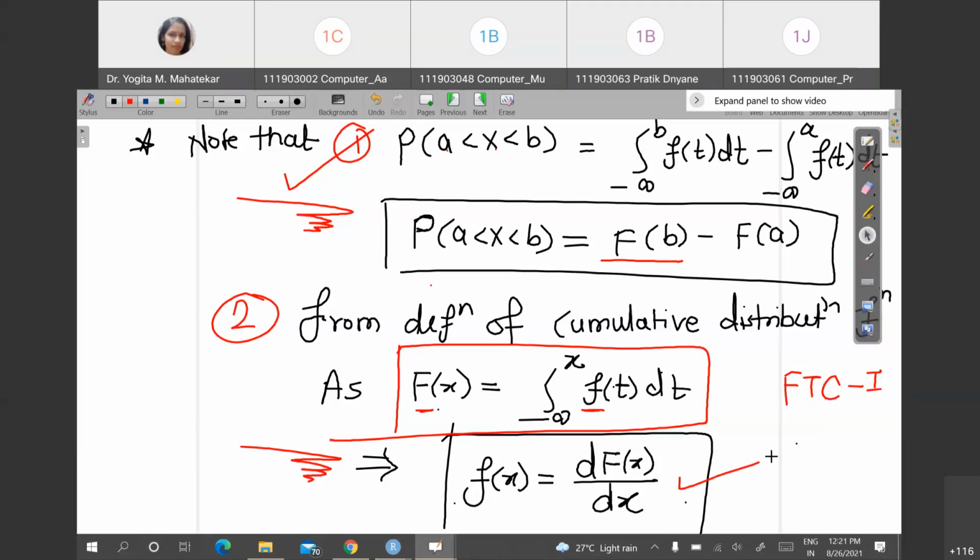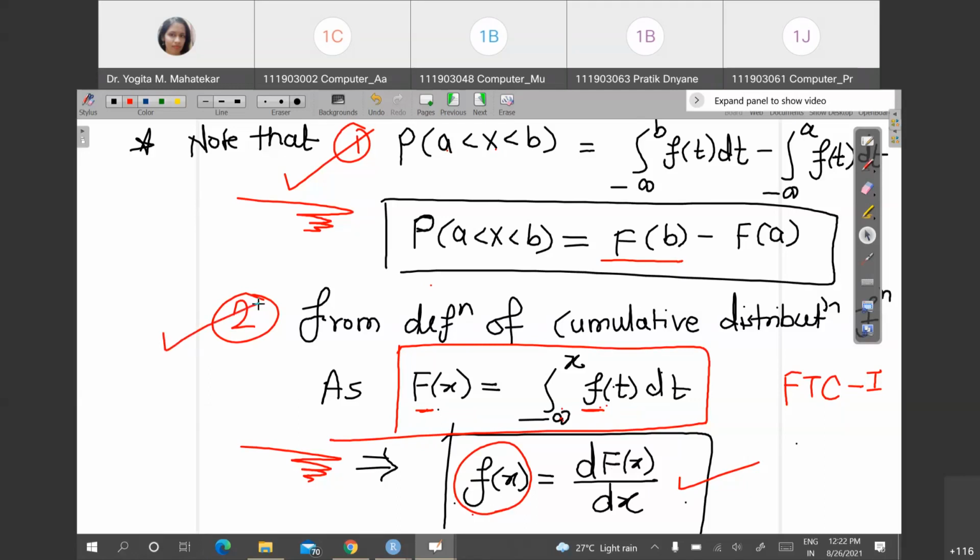Second note. Capital F(x) is the cumulative distribution function, which is defined as the integral from minus infinity to x of small f of t dt. Therefore, as capital F is the integral of small f, the cumulative distribution function is the integration of your probability function. Then the probability function is nothing but the derivative of your cumulative distribution function. Okay, so you remember capital F is the integral of small f, therefore small f is the derivative of capital F, where small f is the probability density function and capital F is the cumulative distribution function. So these two formulae you should remember, 1 and 2.